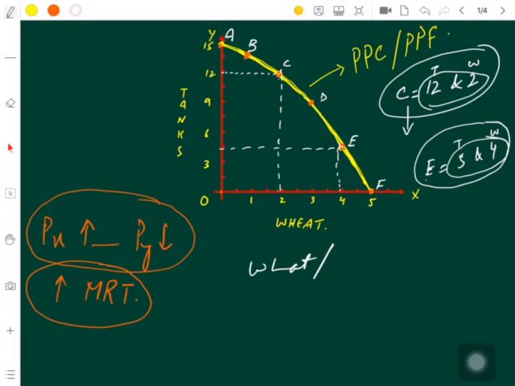How to produce can now be easily answered. The technique of production employed here is, if we replace tanks with wheat, or if we replace tanks and wheat with labor and capital, name this as labor and this as capital. Work out your schedule and see: more of labor, less of capital; less of labor, more of capital.